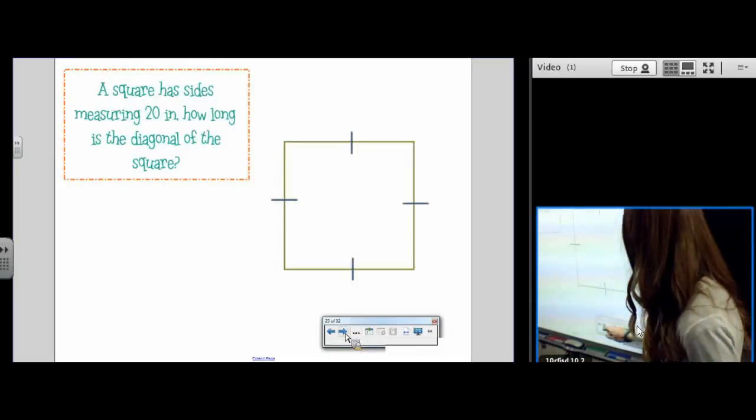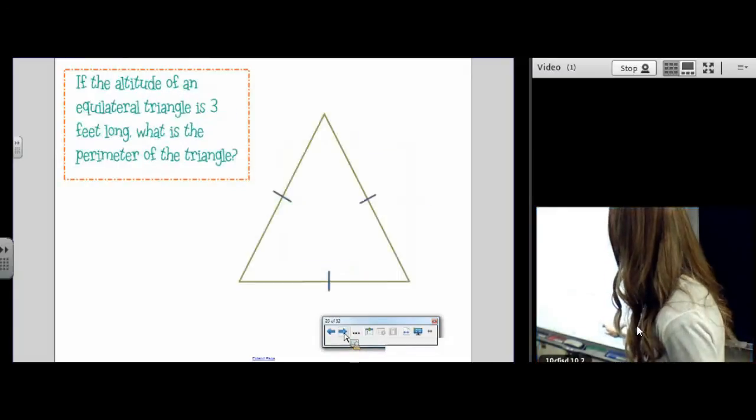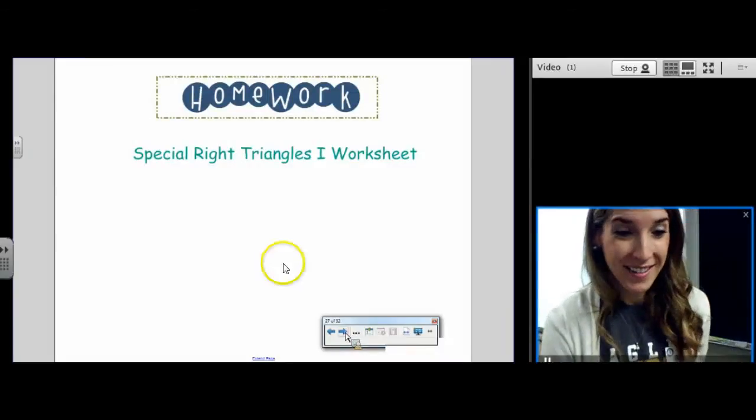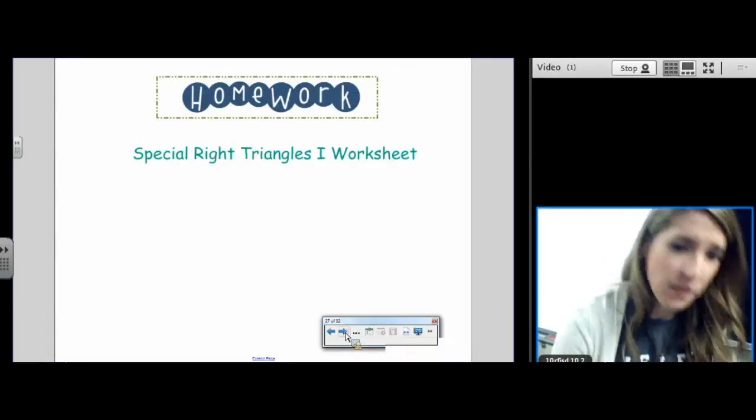Okay, I'm going to save these for tomorrow actually. The square and the equilateral triangle we'll save for tomorrow. Please try your homework tonight. Every problem of your homework.